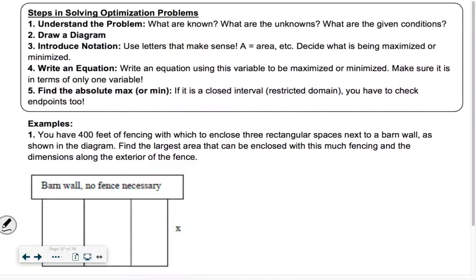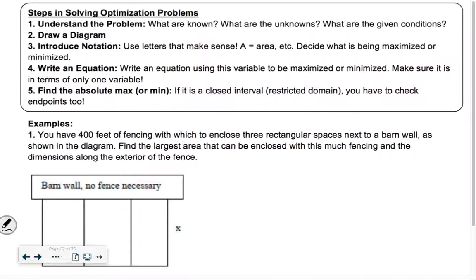So in order to do this, we need to first understand the problem. So what are the knowns? What are the unknowns? We're going to draw a picture, and we're going to use variables that make sense. So like A for area, L for length, W for width, right? And we're going to decide what's being maximized or minimized. So if it says maximize the cost, then I'm probably going to have a C in my equation, and I'm going to find C prime.